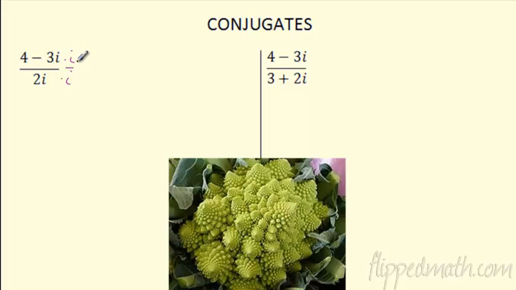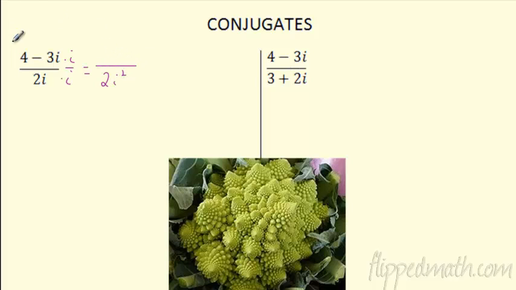So this is a very special one. I over I is just 1. You know, anything over itself is 1. So I'm not changing this problem at all. I'm multiplying by 1. It's just a special one. You're probably thinking, why in the world did he pick I? Well, check this out. What is 2I times I? That is 2I squared. Ooh, that's pretty cool.